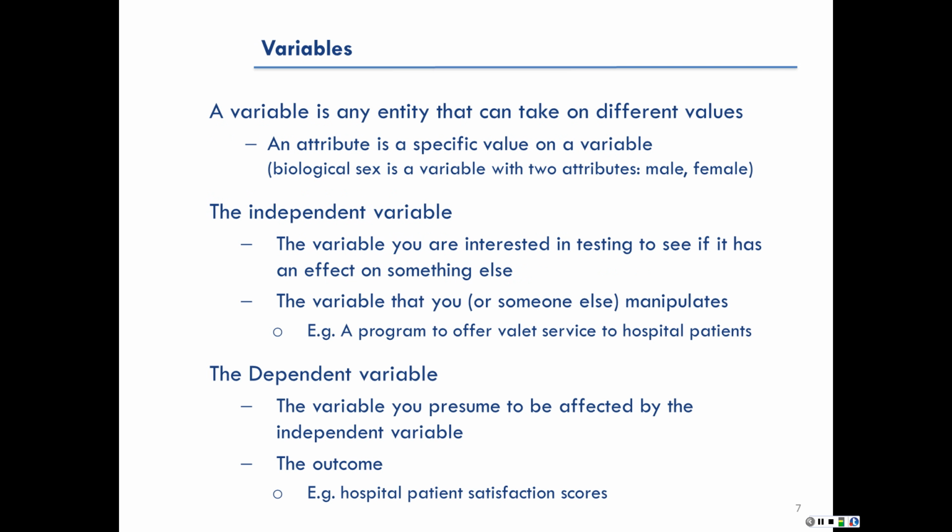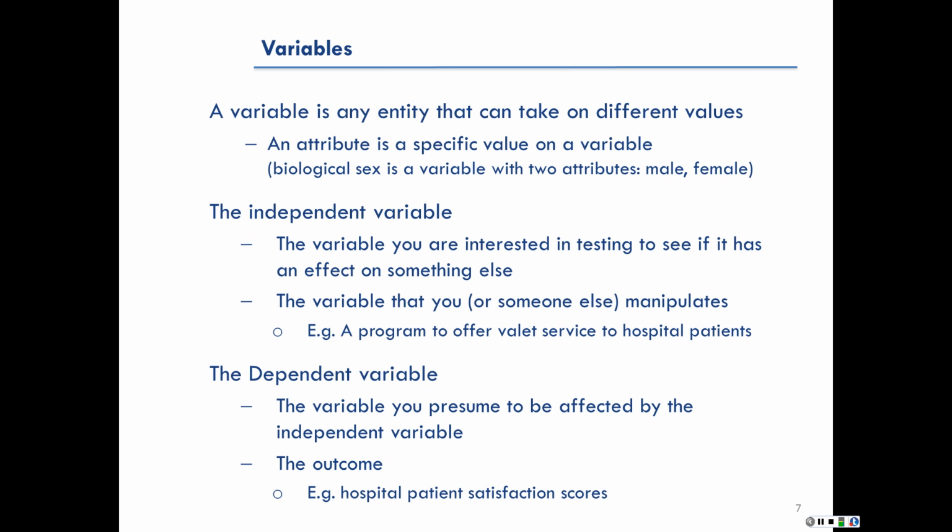So another thing to talk about are variables. A variable is any entity that can take on different values. For instance, biological sex is a variable, and variables can have different attributes. An attribute is a specific value on a variable. So biological sex is a variable with 2 attributes, male and female.